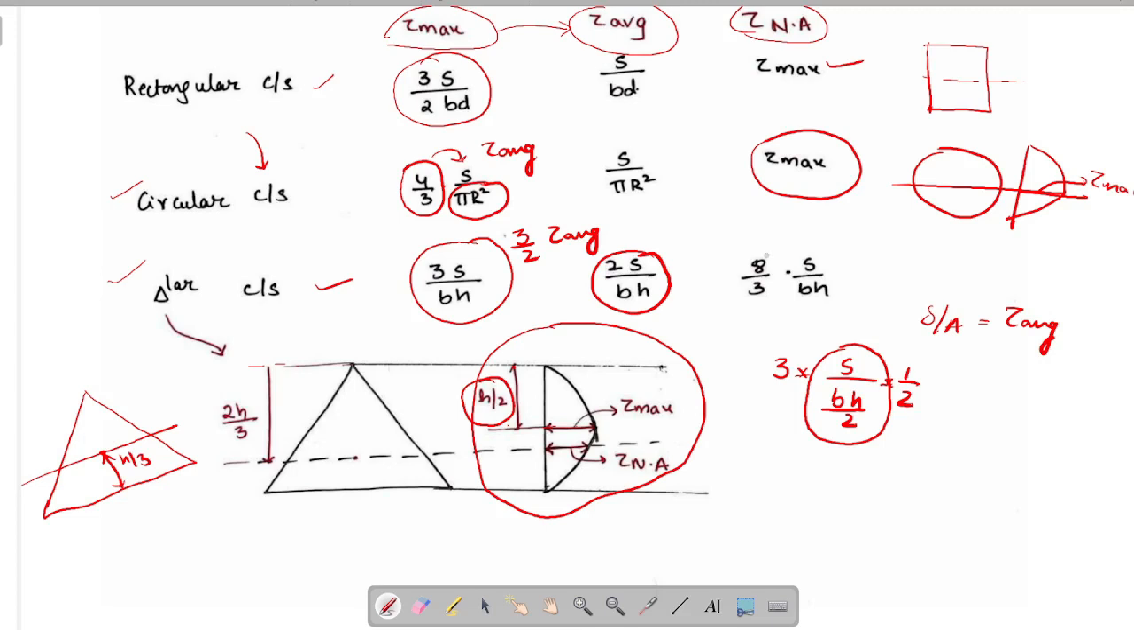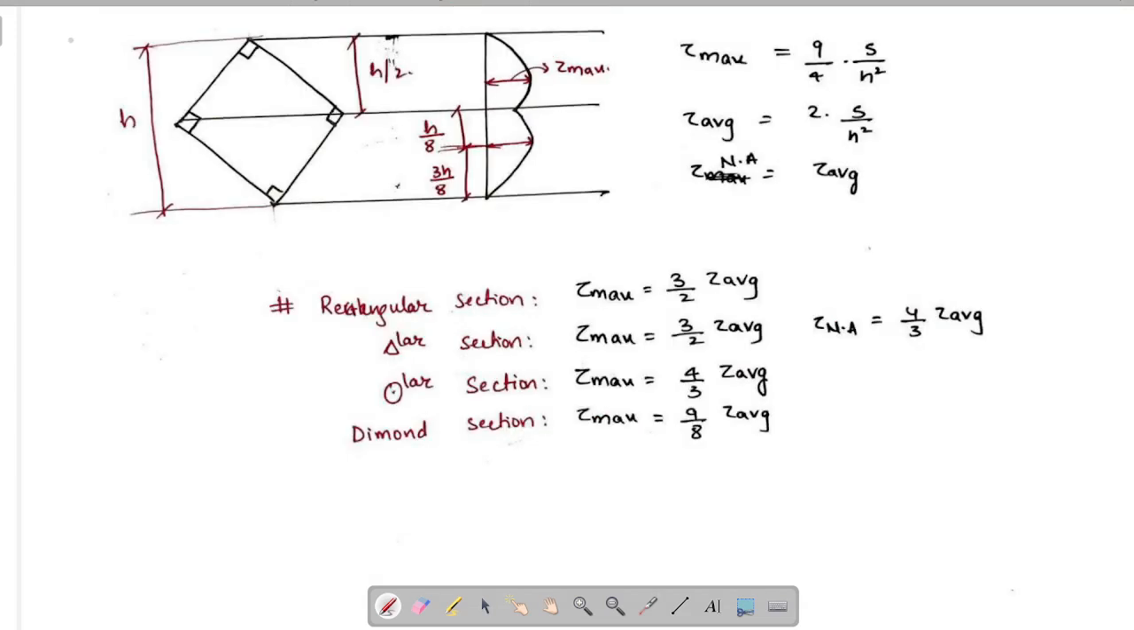And we'll be getting tau at the neutral axis as 8 by 3 times S by BH. We can observe 8 by 3 is something like 2 point something, which is less than 3. See, tau at the neutral axis is less than tau max, which is 8 by 3 times S by BH, whereas tau max is 3 times S by BH. Now let's see the shear stress variation in case of diamond section. Diamond section is nothing but a square section which is rotated in such a way that one diagonal is in the horizontal direction and the other diagonal is in the vertical direction.